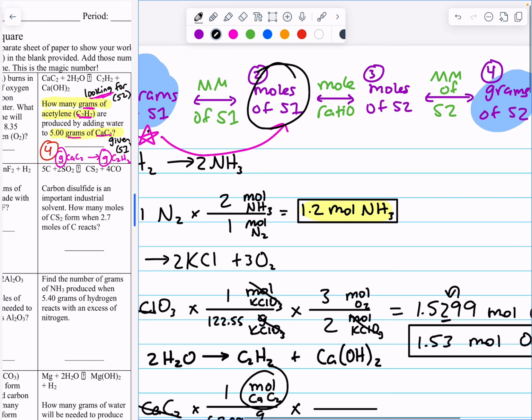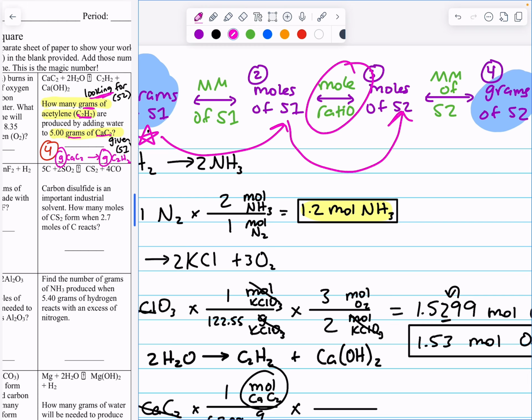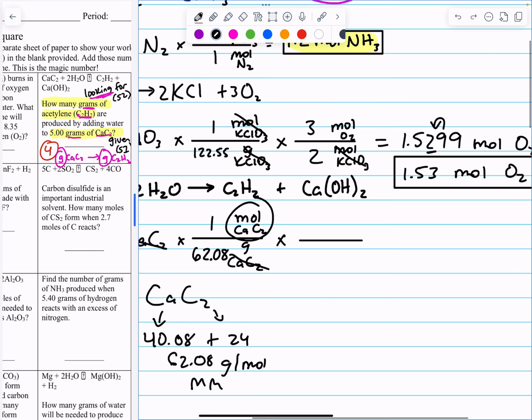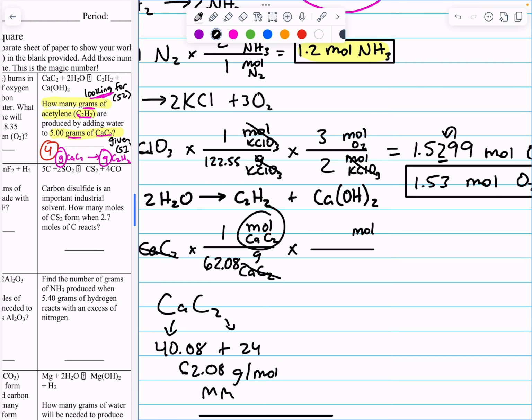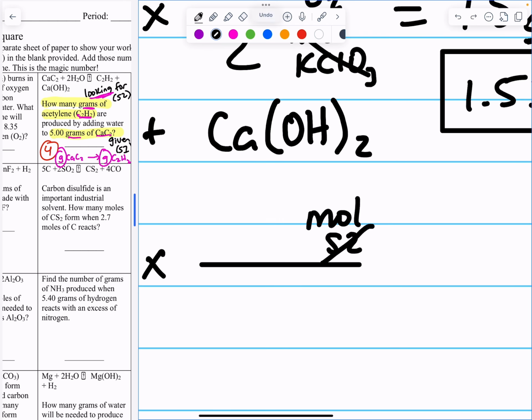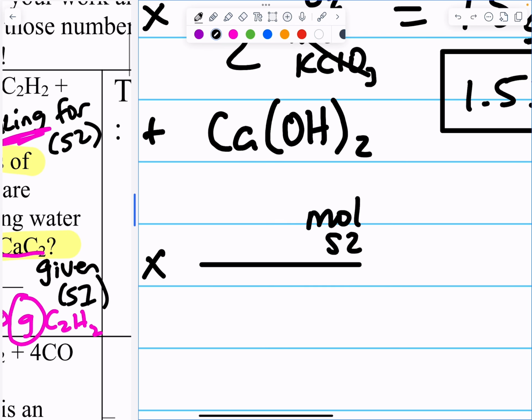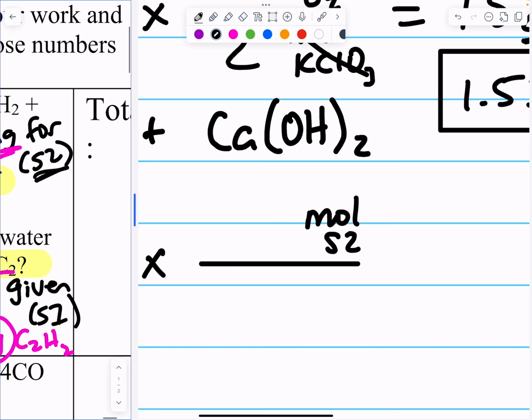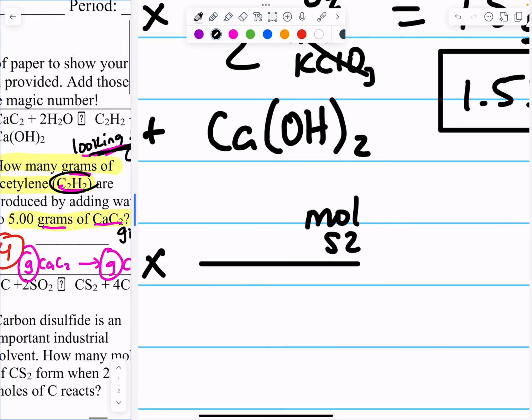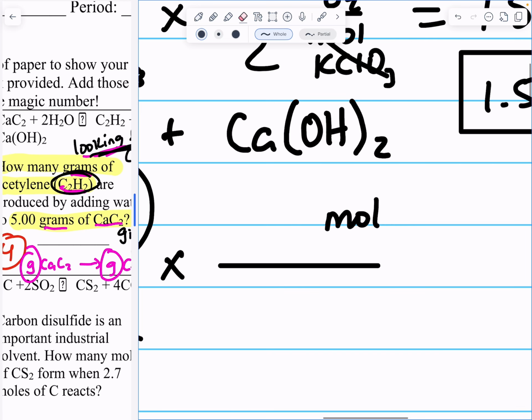I don't want that. I need grams of S2. So let's keep moving, from step 2 to step 3, using the mole ratio. Now I'm looking for moles of S2, so I will put moles of S2 on top. But I'm not writing S2 here, I'm writing the actual substance. S2 is my looking for. Right here it says, how many grams of C2H2, acetylene. So I'm going to put moles of C2H2.